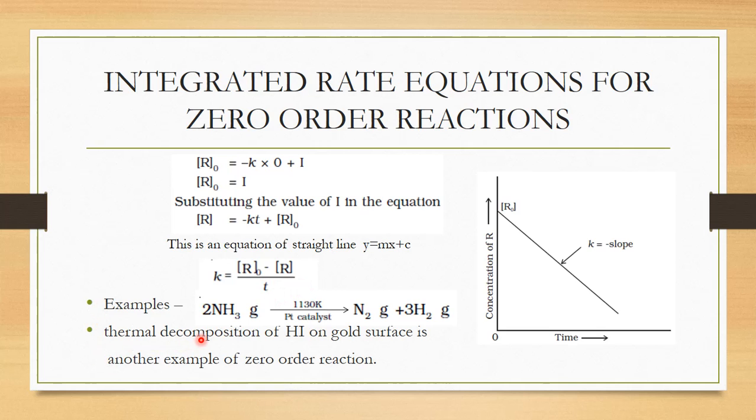Here are two examples of zero order reactions. First, decomposition of ammonia in the presence of platinum catalyst at 1130 Kelvin to give nitrogen and hydrogen. And another is thermal decomposition of HI on a gold surface. Both these reactions do not depend upon the concentration of reactants, rather they depend upon the presence of catalyst. So that's why these are regarded as zero order reactions.